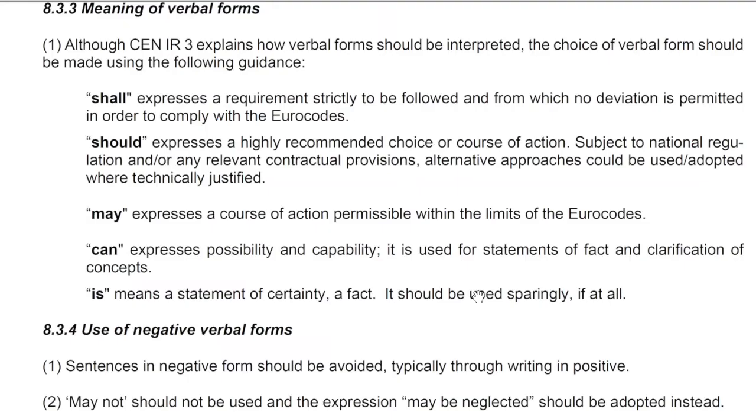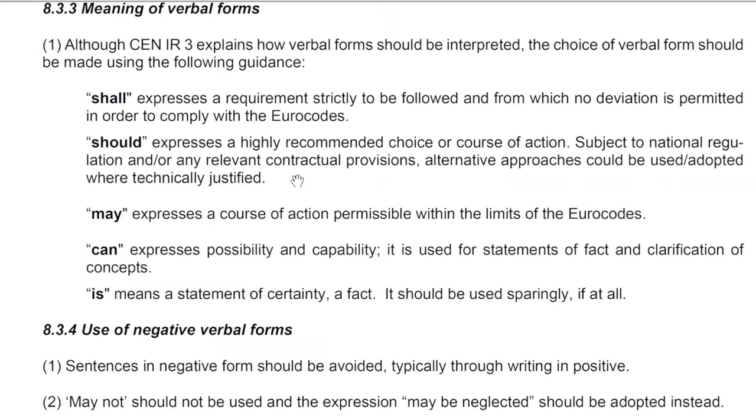Yeah, the meaning of should, shall, may, can is very precise in the Eurocode, and should does not mean that you can ignore it. As you see here, it expresses a highly recommended choice or course of action. And you are allowed to use alternative approaches only when it is subject to national regulation and technically justified.